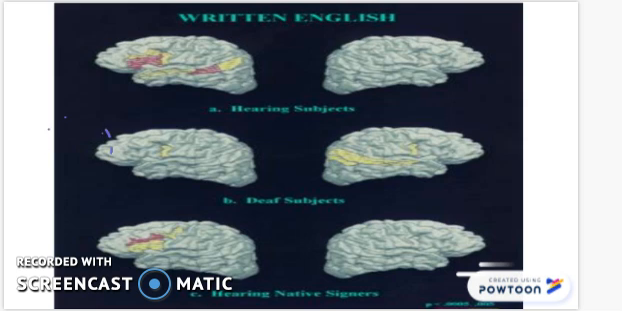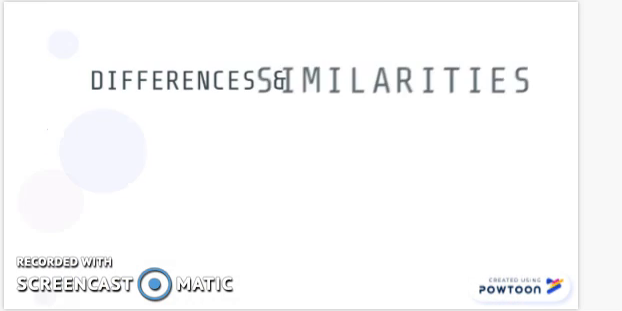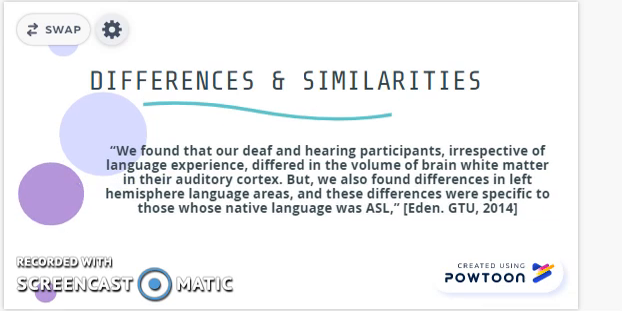Let us jump into differences and similarities. A quote that I really appreciated from Eden from the Georgetown University in 2014. He said that we found that our deaf and hearing participants, irrespective of language difference, differed in the volume of brain white matter in their auditory cortex. But also we found differences in left hemisphere areas, and these differences were specific to those whose native language was American Sign Language. So jumping into that a bit, this is one difference that we did find.